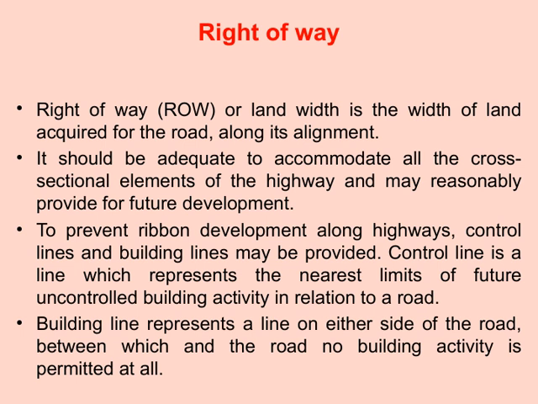To prevent what we call ribbon development, where buildings spread uncontrollably along the highway, we often establish control lines and building lines. The control line indicates the nearest limit where uncontrolled building activity might occur in the future. In contrast, the building line is a specific boundary on either side of the road, within which no building activity is allowed at all. This setup helps us manage land use effectively and keeps the highway corridor orderly, ensuring safety, efficiency, and room for future growth, all of which are crucial aspects of highway planning.